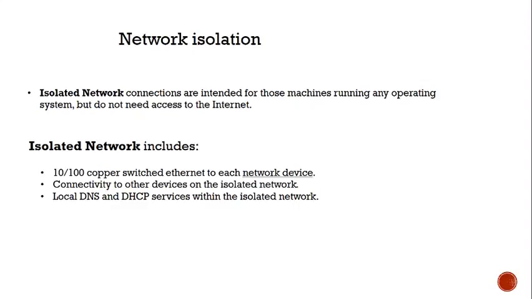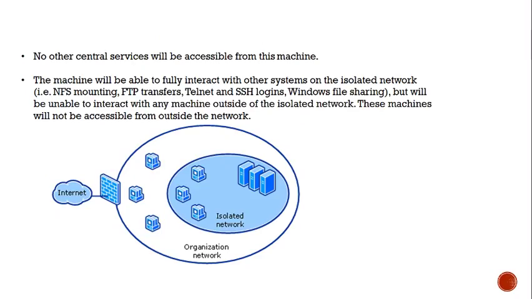Network isolation. Isolated network connections are intended for machines running any operating system that do not need to access the internet. Isolated networks include 10/100 copper switched Ethernet to each network device. Connectivity to other devices is isolated on the network, with local DNS and DHCP services within the isolated network. No other central services will be accessible from this machine. So it's totally cut off from the internet.